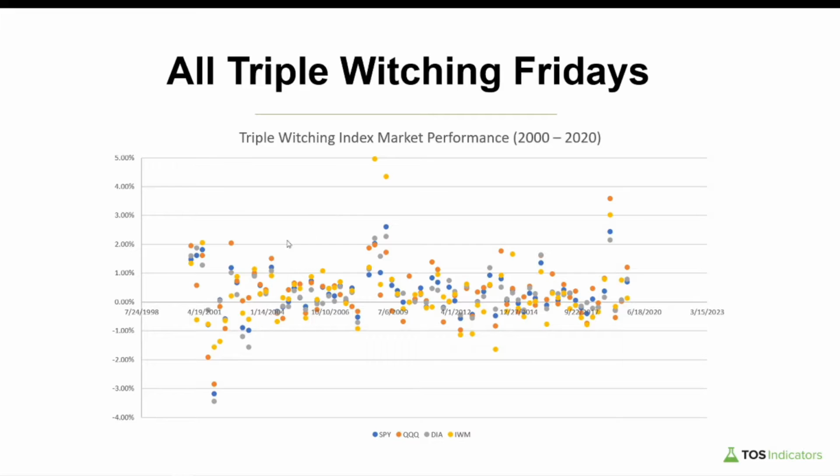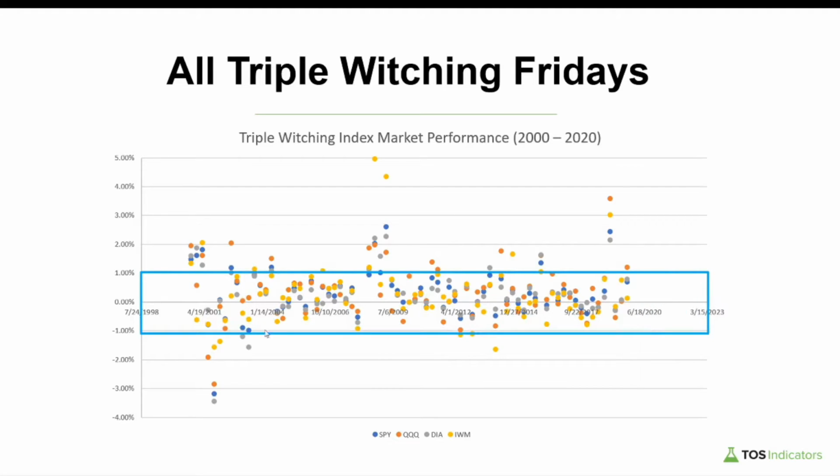Now, if we try and extrapolate this, just using your eyes, the first view that you see, you should notice that for the most part, most of these dots right here are contained inside of this plus or minus 1% zone. That's information right there, which we'll back up using data in the next slide as well. But what this is telling you is, for the most part, in the SPY, in the Qs, in the Dow, and in the Russell, we end the day relatively unchanged within a plus or minus 1% move. This is again comparing the close to the open on each one of these triple witching Fridays for all 4 months.